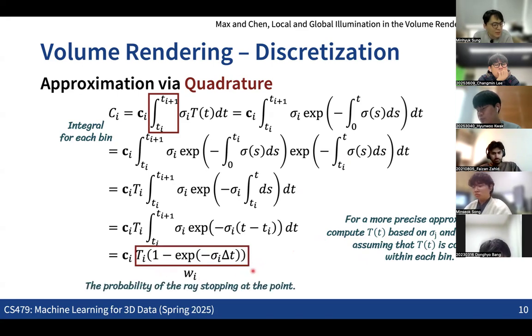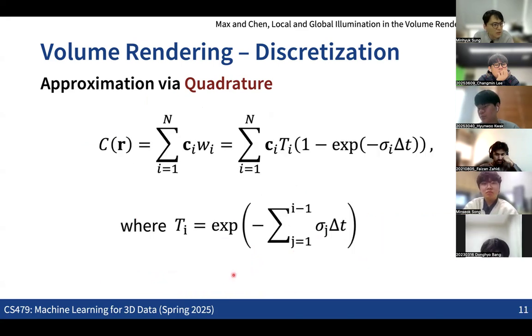And this gives some kind of probability of how much the ray will stop at a certain point within that bin. So by taking this summation, we calculate the transparency for the beginning of each of the bins in this way. By defining this, we can now calculate the color of each ray by taking the sum like this, based on the samples that we take for each of the bins along the ray. Make sense?